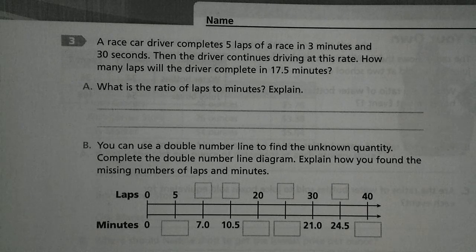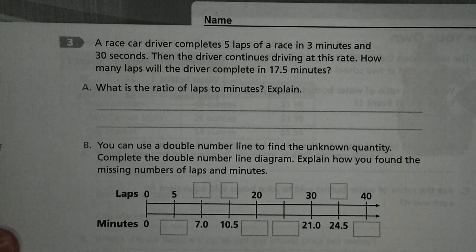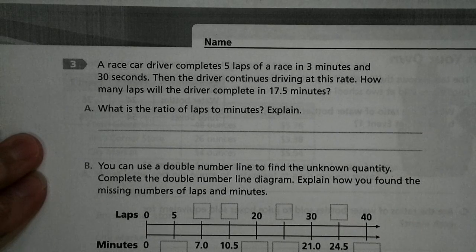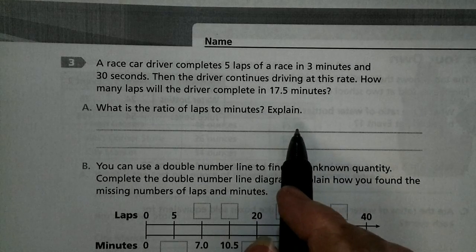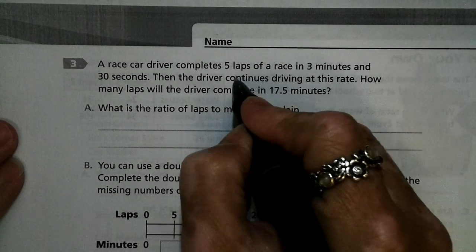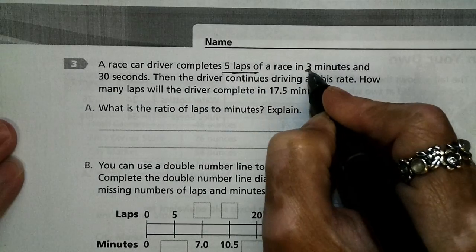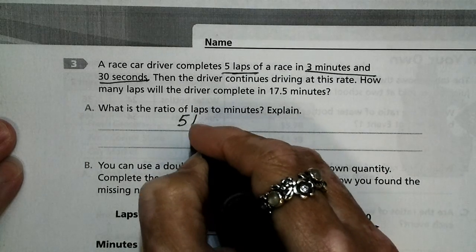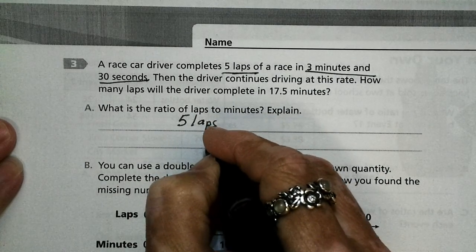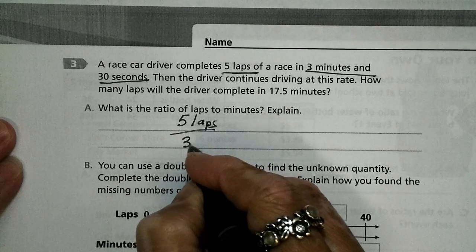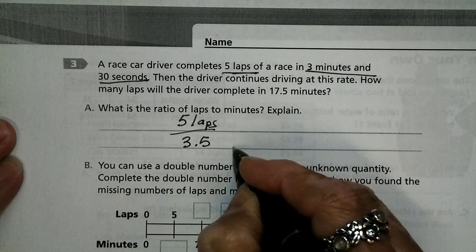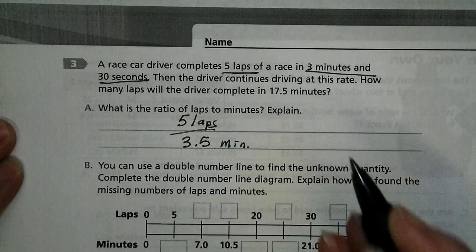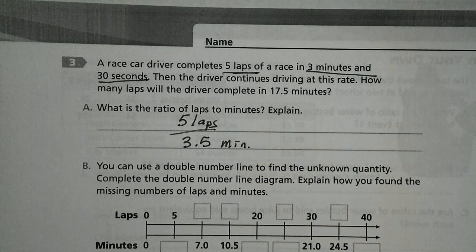So what is the ratio of laps to minutes? 5/3. Okay, I agree with the 5, but it's 3 what? Oh, 3 minutes and 30 seconds. Right, so we're going to do 5 laps, and I'm going to convert that 30 seconds to 5/10, right? So 3.5 minutes. So 5 laps per 3.5 minutes.